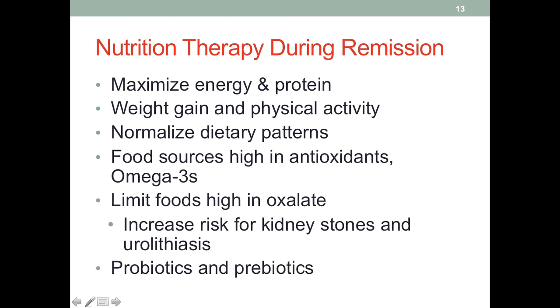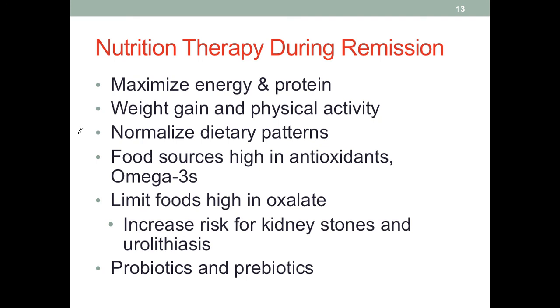So when things calm down in remission, we want to maximize energy and protein intake. At this point, the patient is not suffering as much, so we really want to provide them with as much nutrition as we can and also regain the weight that was lost during the flare. We also want to incorporate physical activity as tolerated.